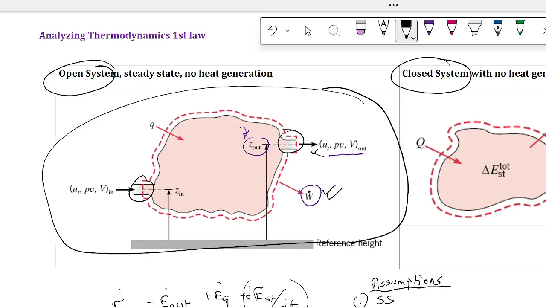That complicated equation became a simple one based on some assumptions. What are the assumptions again? Steady state. Elevation potential energies are zero. No energy generation. Okay.